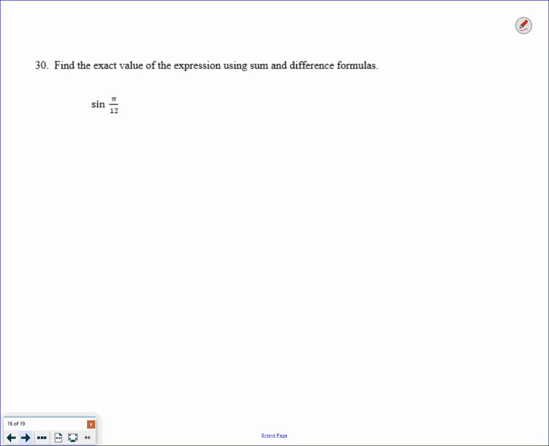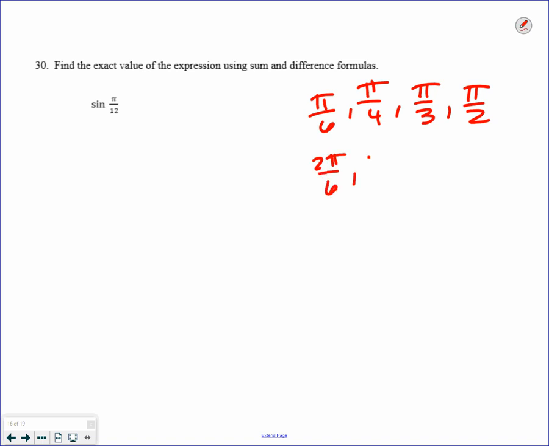All right, so now our last section here. I need to come up with 2 numbers that will get pi over 12. Okay, now you know everything about pi over 4, pi over 3, pi over 2, pi over 6. So I would think about all of these as being over 12. So this would be 2 12ths, and this is 3 12ths, and this is 4 12ths, and this is 6 12ths. So I'm trying to use these to get pi over 12.